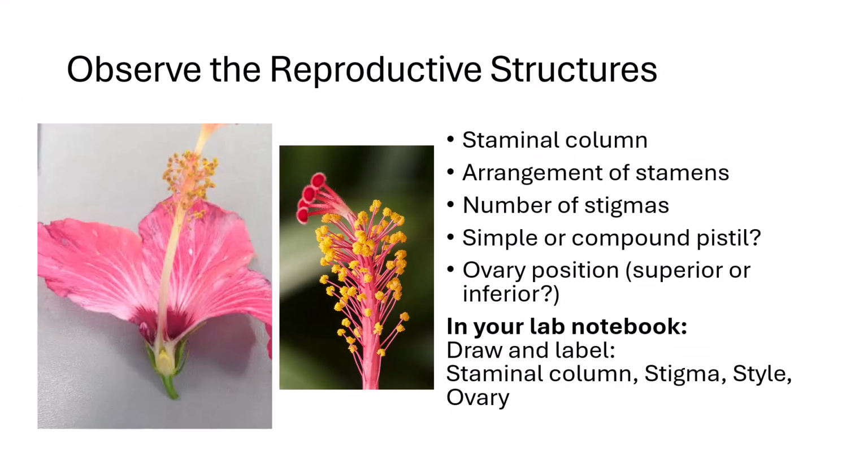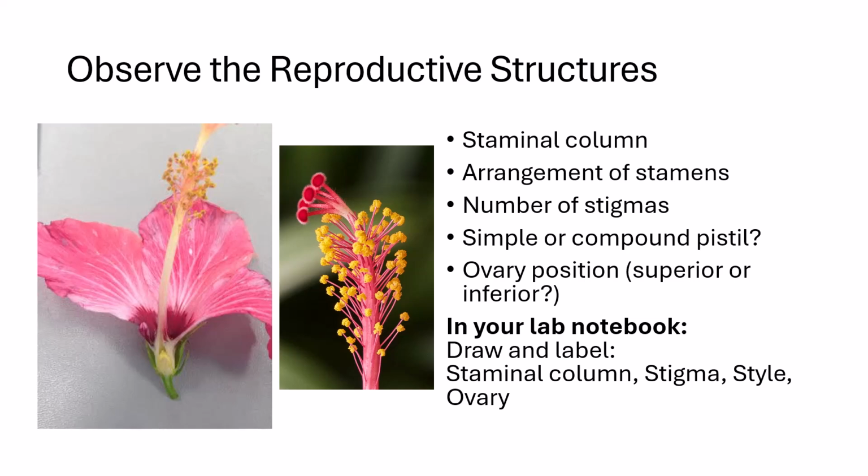Now examine the reproductive structures. Notice the staminal column. Many stamens fuse together surrounding the style. This is a defining characteristic of hibiscus. Count the number of stigma lobes at the top of the style. Do you see any branching? That can indicate multiple fused carpels.